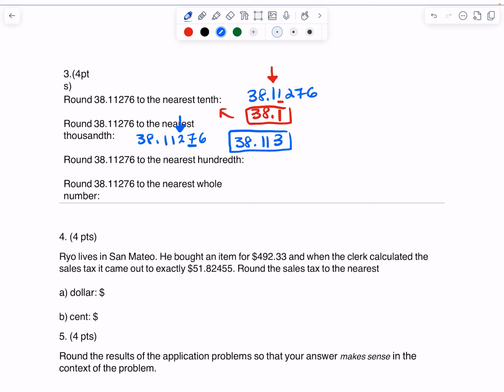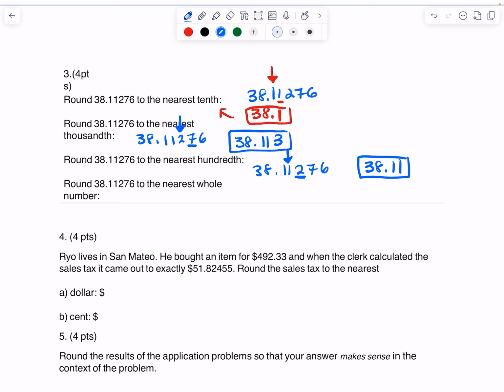Okay, so let's do the next one. It says round 38.11276 to the nearest hundredths. Well, the second one is in the hundredths position. So let's go ahead and write this out. Okay, so I'm going to put an arrow over the hundredths position. I'm going to look at the digit behind it. It's a 2. 2 is smaller than 5, so I'm going to leave the digit alone. So the answer is going to be 38.11.